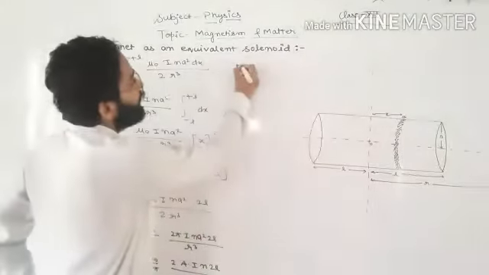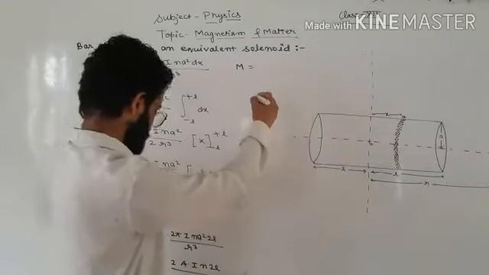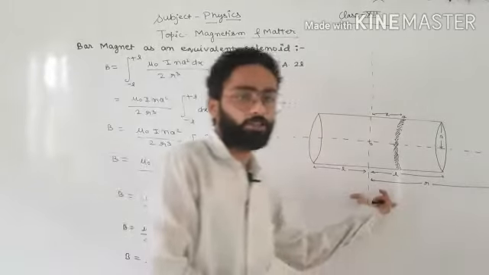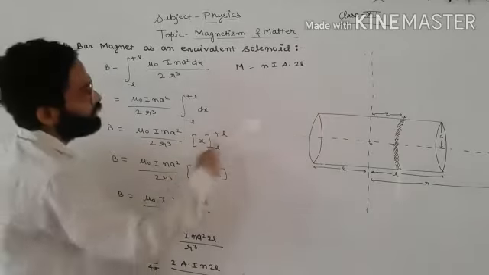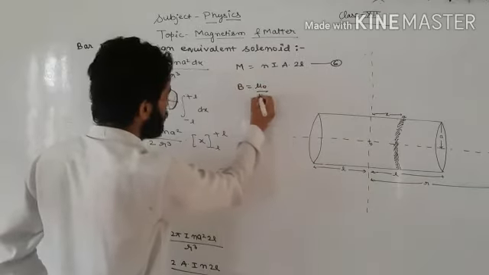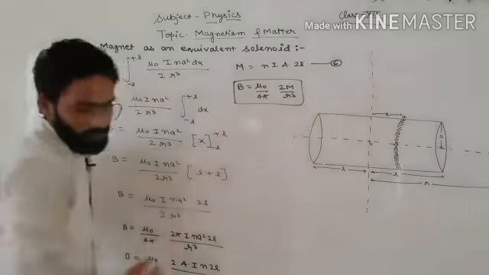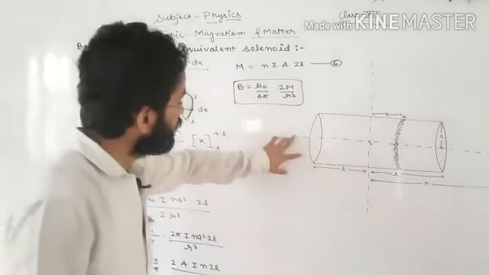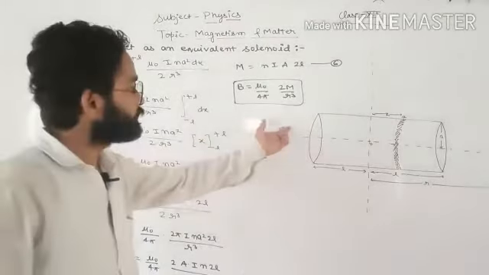Now if m be the magnetic dipole moment of this solenoid, then m can be written as n I A into 2L, because for this solenoid the length can be taken as 2L. So in place of this we can put the value m. By equation 5 and 6 we get B is equal to mu naught upon 4 pi, 2m by r cube, and this is a proof of the magnetic field of a finite solenoid. So a bar magnet can be treated as an equivalent solenoid.